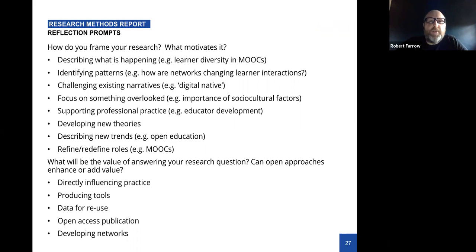Is there a narrative that you're trying to challenge, or a new theory that you're trying to develop, something that you're drawing attention to that no one has before? But then the question is, well, what's openness doing in all this? Is it enhancing what you're doing? Can you add value to what you're doing through open practice, through things like creating data intended for reuse, sharing your tools? So if you develop a tool for a piece of research, if you share it, can that add value? And so on.